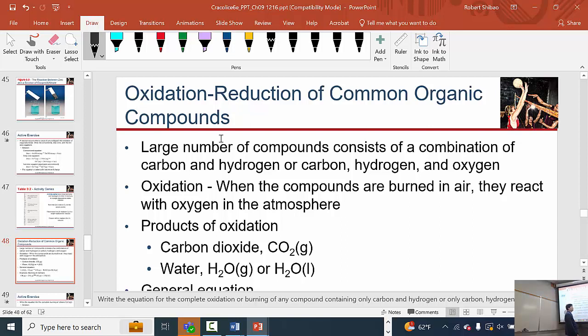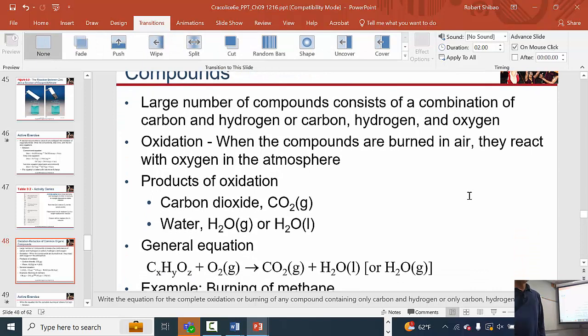There are things that are a lot easier to burn, and that is a lot of organic compounds. What are organic compounds? Organic compounds are carbon-based compounds, but this is considered inorganic. Carbon dioxide and carbonate are considered inorganic. In terms of redox properties, carbon monoxide is considered inorganic, but organic compounds usually contain hydrogen. Sometimes oxygen. We don't always have to have oxygen.